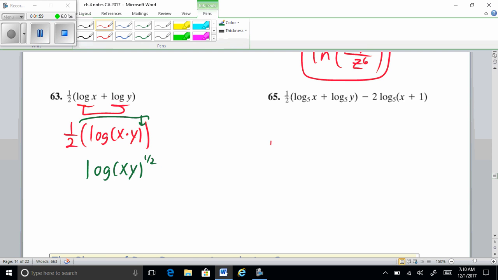And then that's the same thing as square rooting. So we want to go ahead and do that. So we're going to do log of the square root of x times y. And that's what you're looking at on 63.